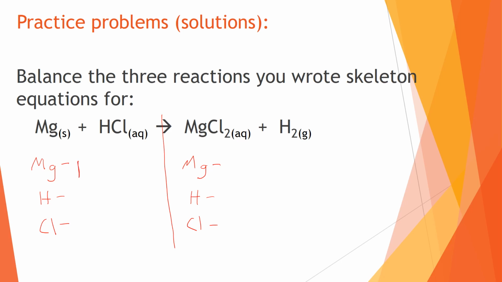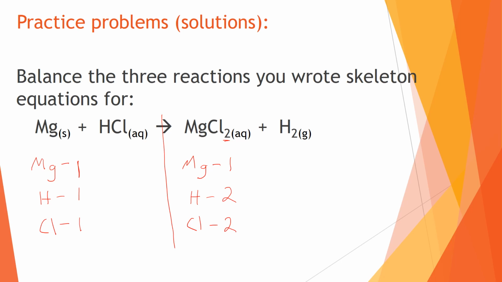How many hydrogens do I have? I have one atom of hydrogen. How many chlorines do I have? I have one atom of chlorine. Over here on the product side, one magnesium. This 2 right here does not apply to the magnesium, only the chloride. So that means I have 2 chlorides over here and I have 2 hydrogens over here.